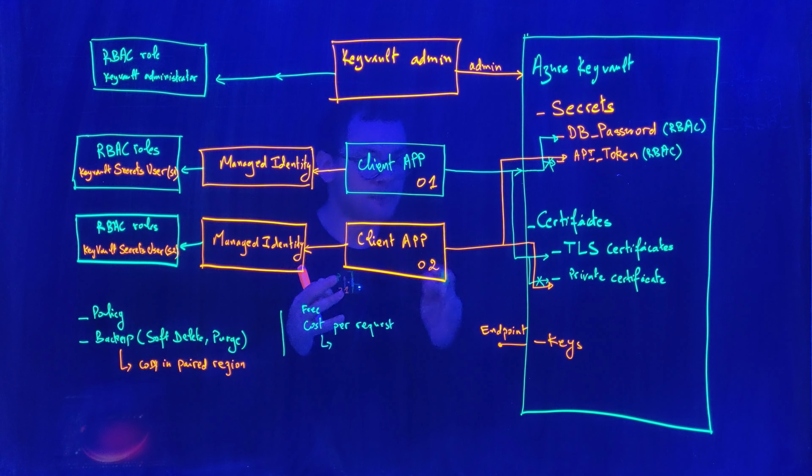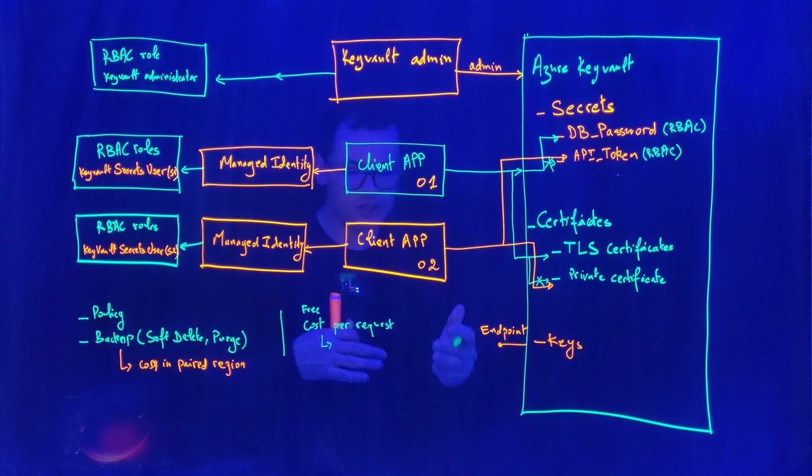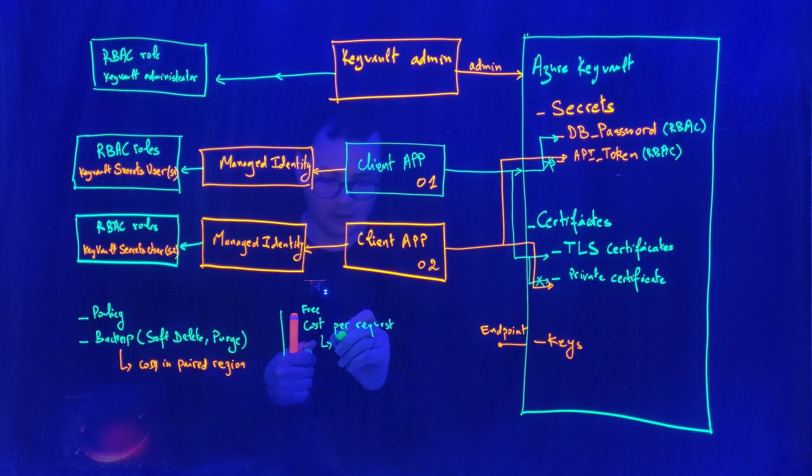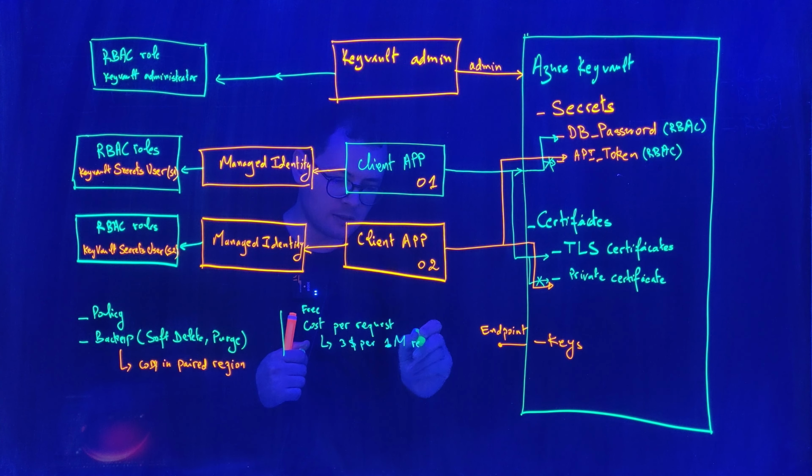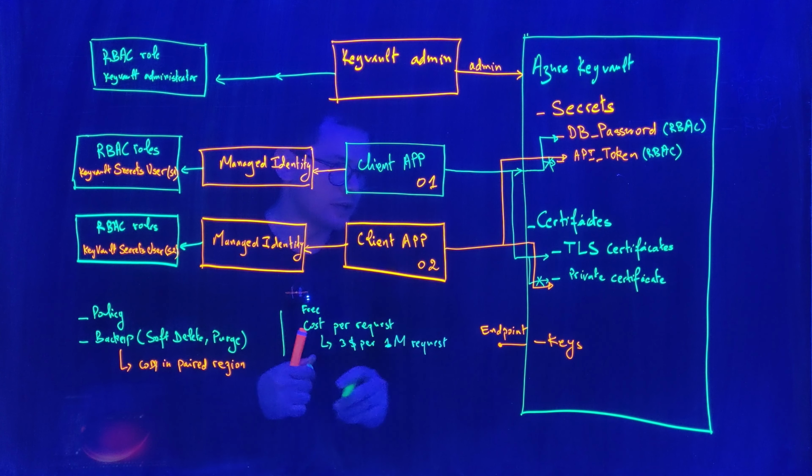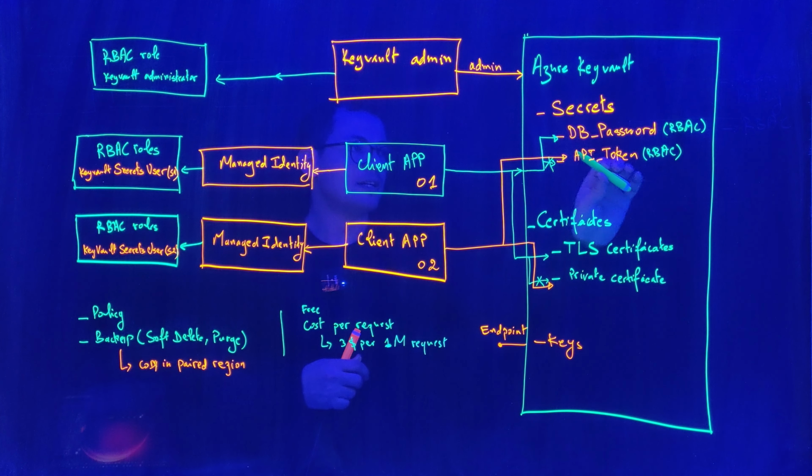To give you an estimation, of course, this might change depending on the day you are watching this video, so always check the Azure documentation for the latest updates. For today, as I'm recording this video, it will cost you about $3 per 1 million requests. Here a request is when I'm requesting a password. When I'm requesting a password and an API token, that is counted as 2 requests.